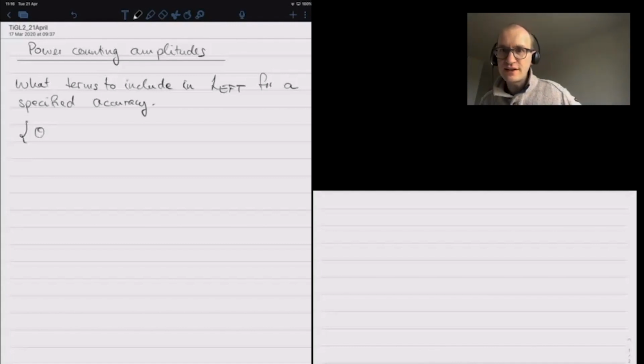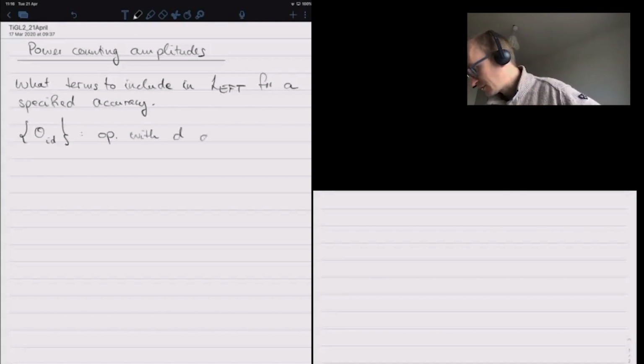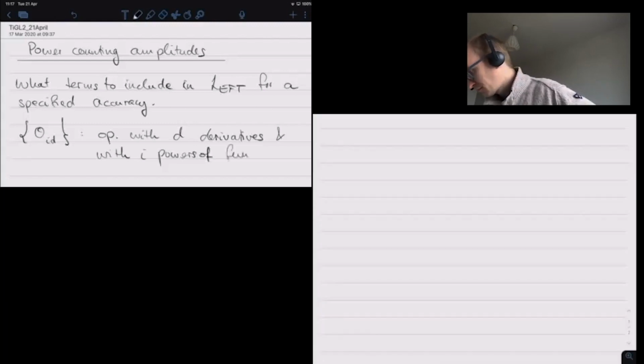So now I'm going to specifically label the operators as O_I^D, where this is the set of operators with d derivatives. So we're now being specific about the number of derivatives, and with I powers of the fundamental field. Okay, what do I mean by fundamental field? So for example, this would be and will be h mu nu.